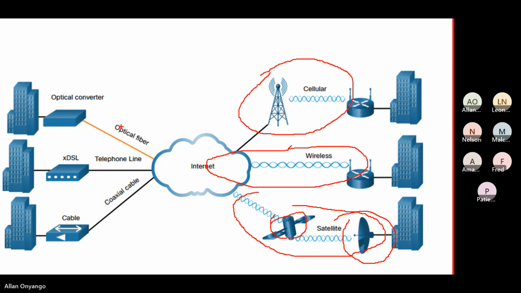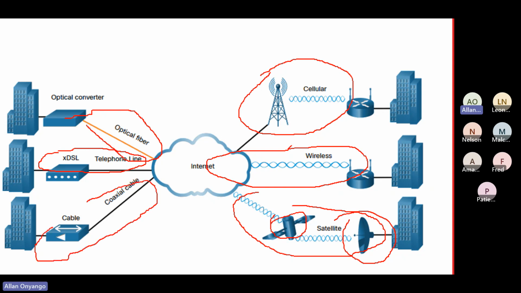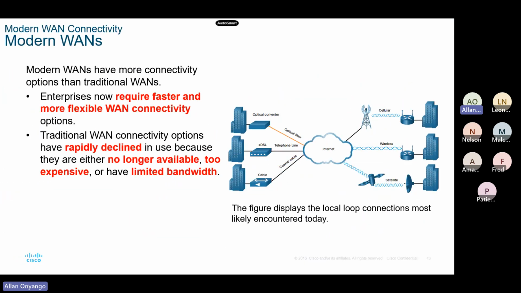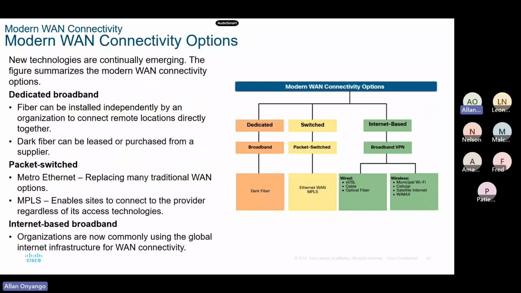All right. Otherwise, we still have the fiber, the optical fiber connectivity options. We have not just the DSL, but we now have the xDSL as an option here. And for our TV content, we have the coaxial cable, which still connects us to the network. So these are some of the modern WAN connectivity options. And looking at this table, this diagram here actually explains all.